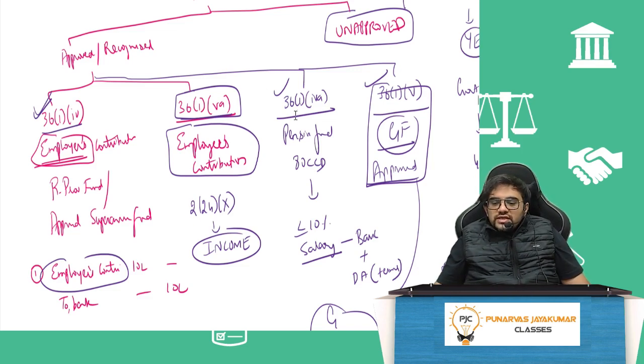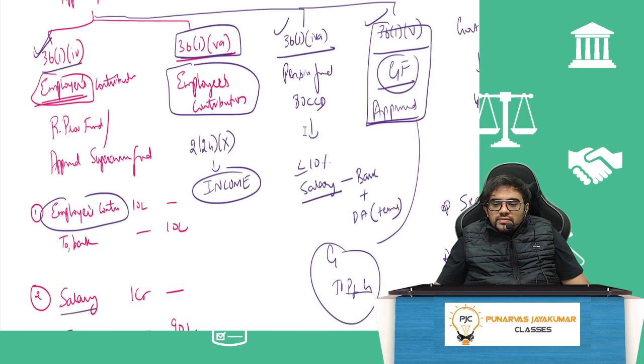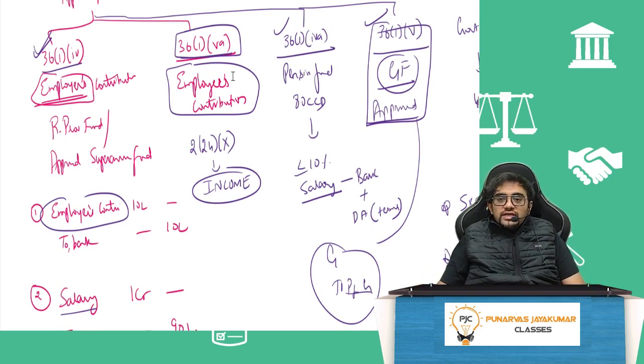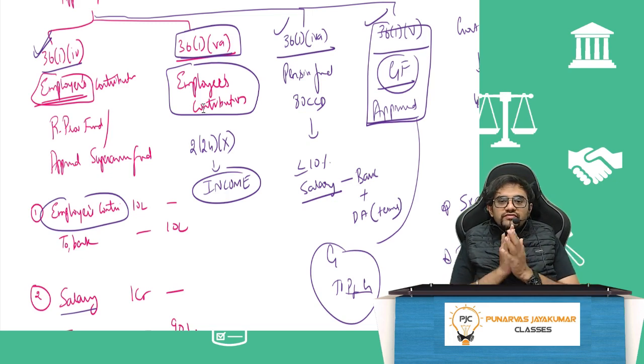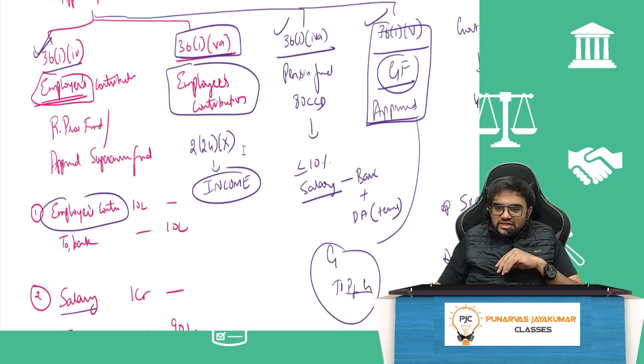36,148. Under that, if it is less than or equal to 10% of salary, and salary means what? Basic plus DA, which is part of the terms. So 36,148, pension fund, any employer's contribution to pension fund will be allowed or disallowed? Will be definitely allowed as long as it is up to 10% of salary. Basic plus DA, part of the terms.